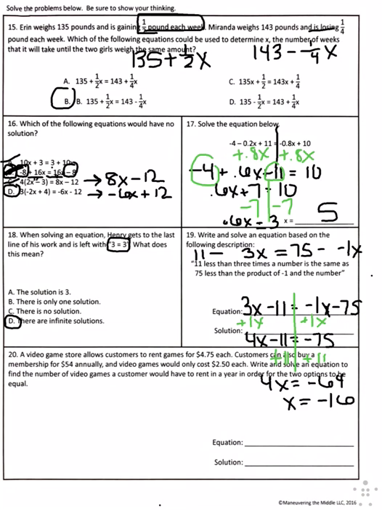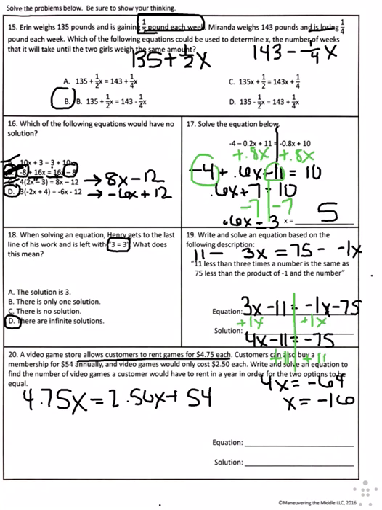Number 20, a video game store allows customers to rent games for $4.75 each. Customers can also buy a membership for $54 annually, and video games would only cost $2.50 each. Write and solve an equation to find the number of video games a customer would have to rent in 1 year in order for the two options to be equal. So, the first option is games are $4.75 each, $4.75 per game. That's where the variable comes in. The second option is $2.50 each, but you have to pay $54 in a fee.